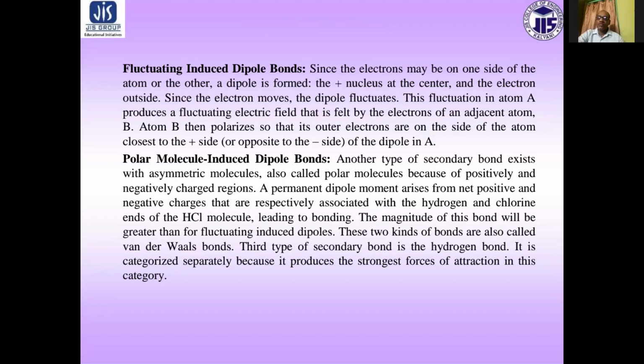This fluctuation in an atom, suppose A, produces a fluctuating electric field that is felt by the electrons in an adjacent atom B. So atom B is then polarized so that its outer electrons are on the side of the atom closest to the positive side, or opposite to the negative side, of the dipole in atom A.